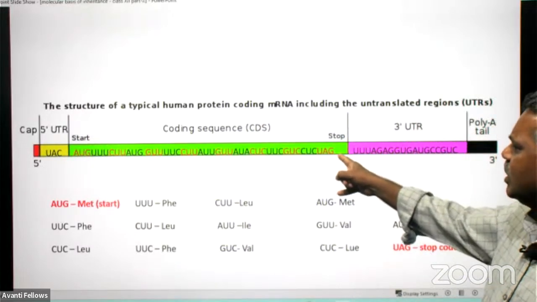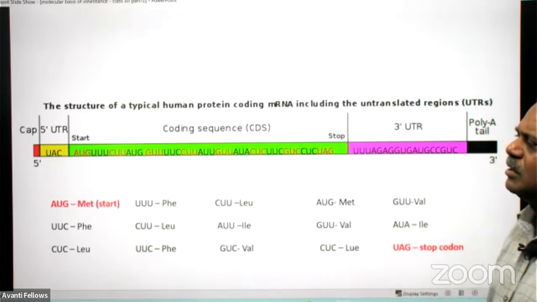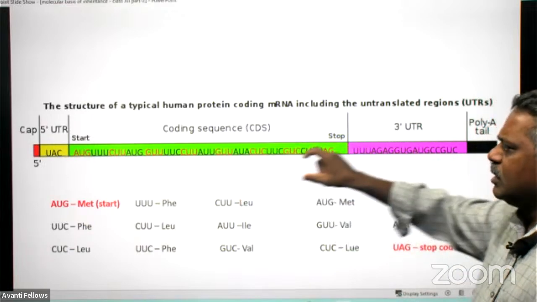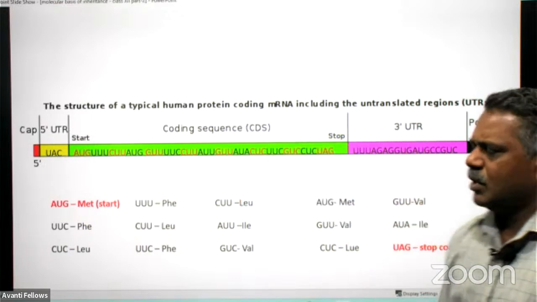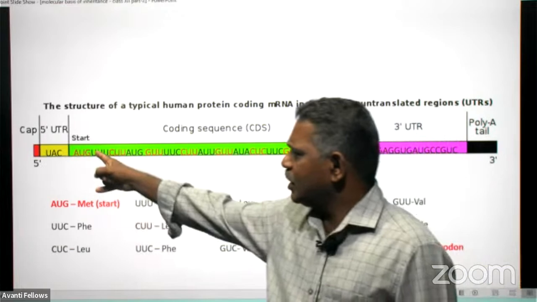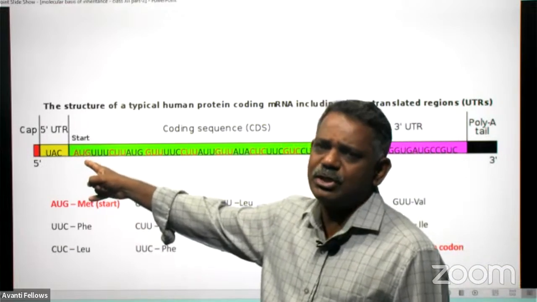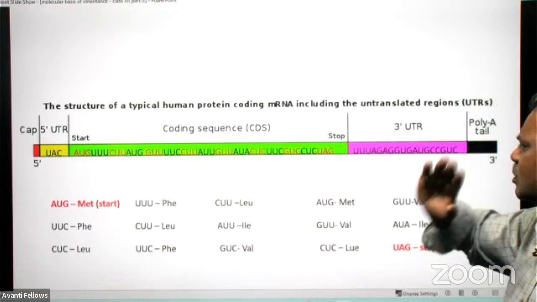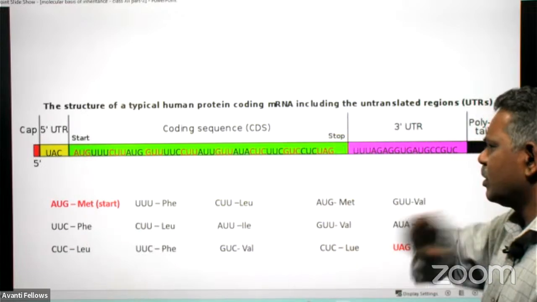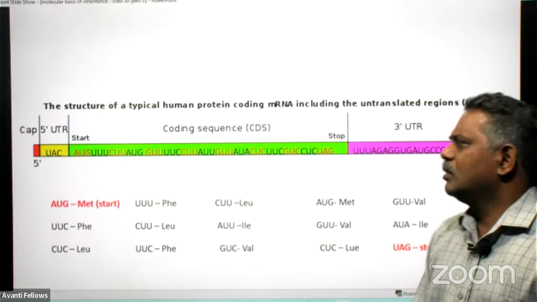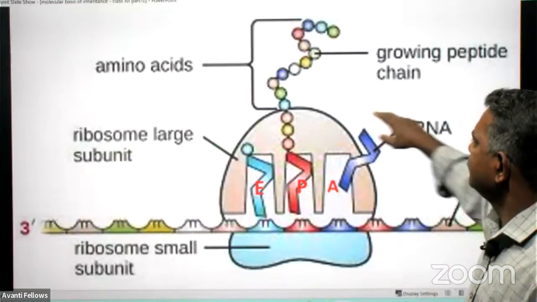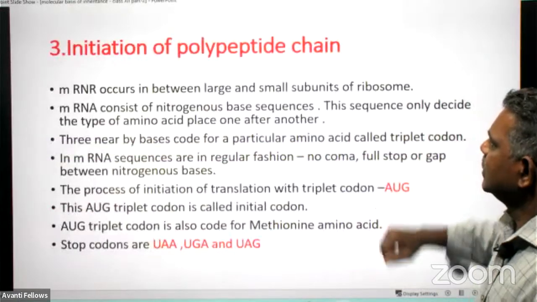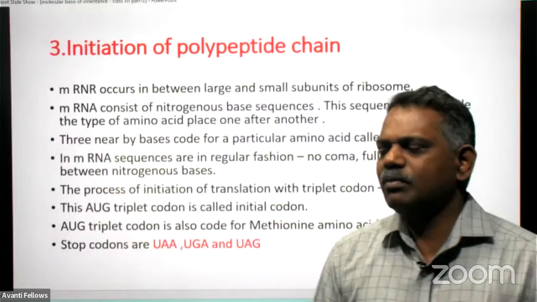But there is no amino acid for the stop codon, that is also there. So we should not count the stop codon when counting the total number of amino acids present in the protein. AUG you have to count, because it is not only for initiation, it is also for the amino acid methionine. But the last triplet codon, the stop codon, never codes for any amino acid. So come to the initiation of the polypeptide chain.